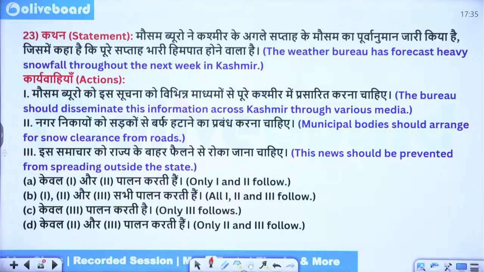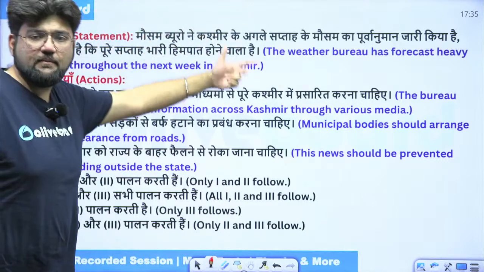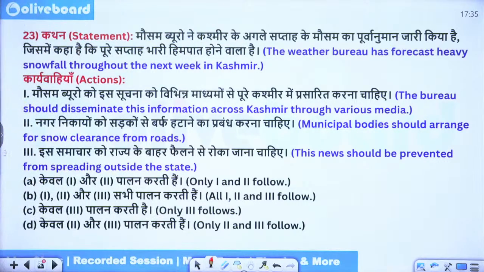The Weather Bureau has forecast heavy snowfall throughout the next week in Kashmir. So this is a statement. This can be a problem statement or it can be a fact-based statement. We're looking at the actions now.